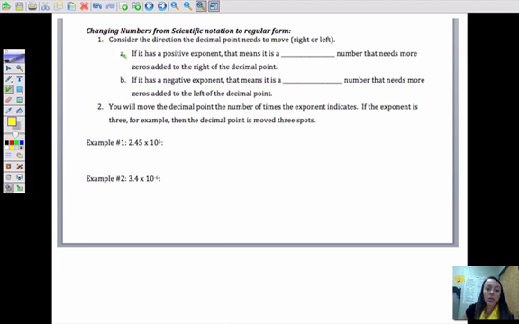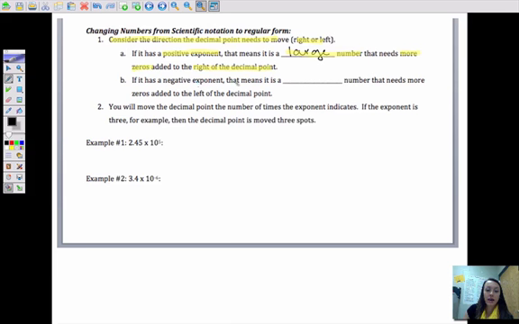Now we're going to change numbers from scientific notation to regular form. I call this expanding the number. So the first thing we're going to do is consider the direction the decimal point needs to move, right or left. If it has a positive exponent, that's going to mean it's a very large number that needs more zeros. So again, if it has a positive exponent, it means it's a large number that needs more zeros added to the right of the decimal point.